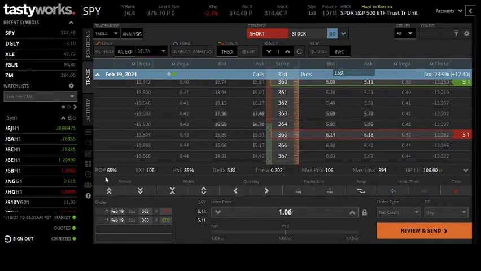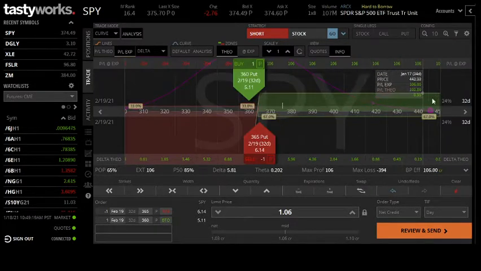So then that gives you a 65% probability of profit. The probability of reaching 50% max profit is 85%. That's nice. You have your 5 delta and a positive 2.2 theta. So every day you're holding this, your contract is gaining 20 cents. We'll go back to our analysis tab. So this is just for this one contract.